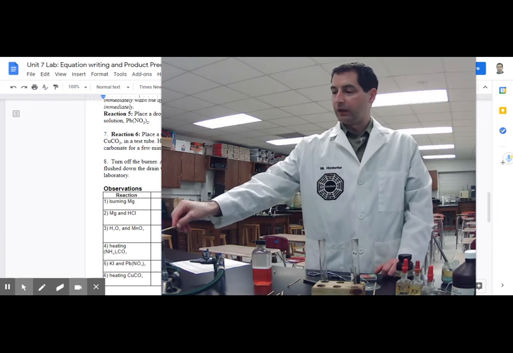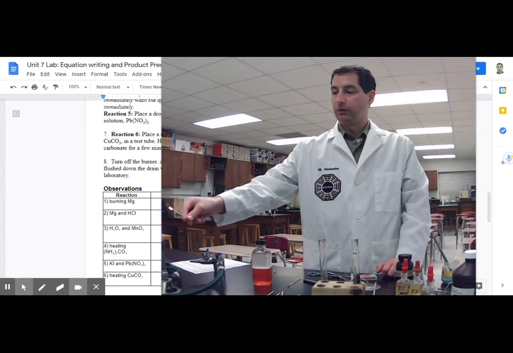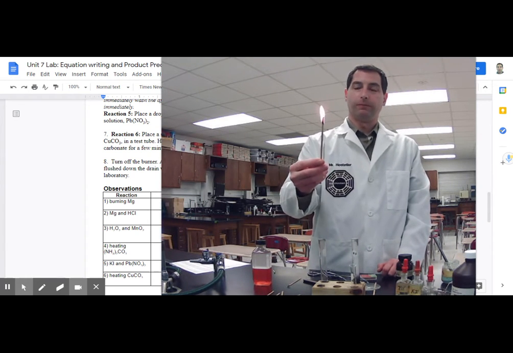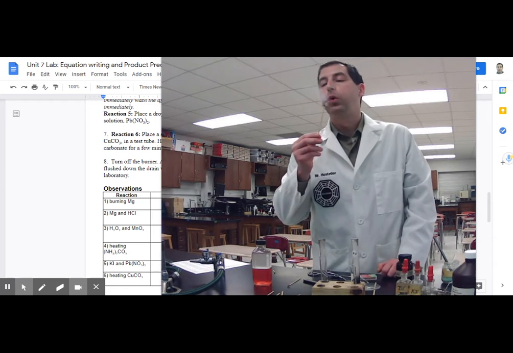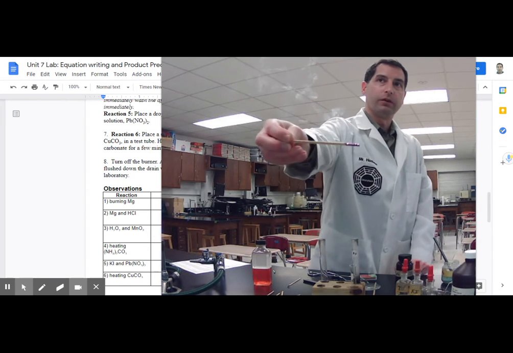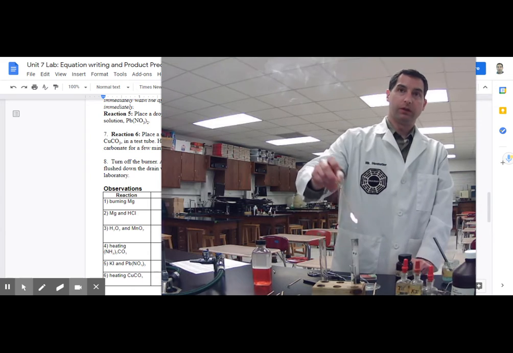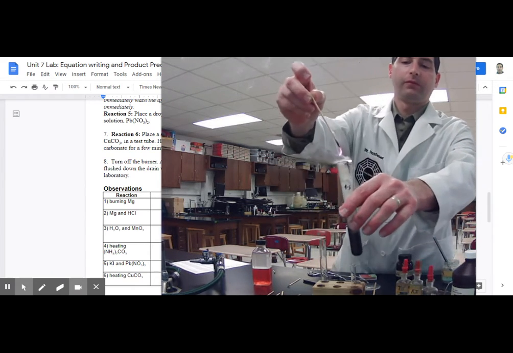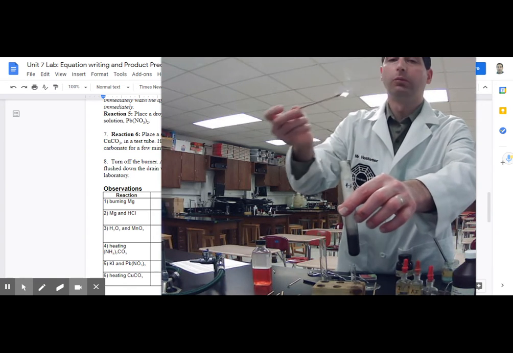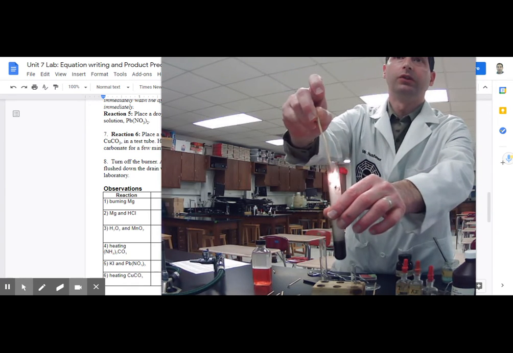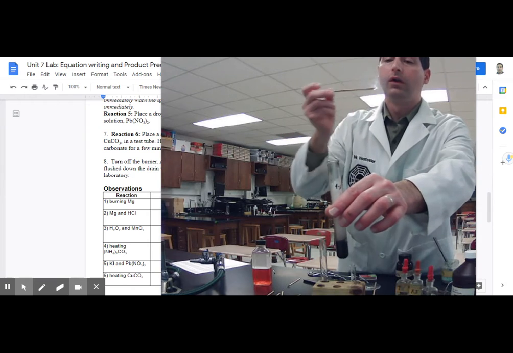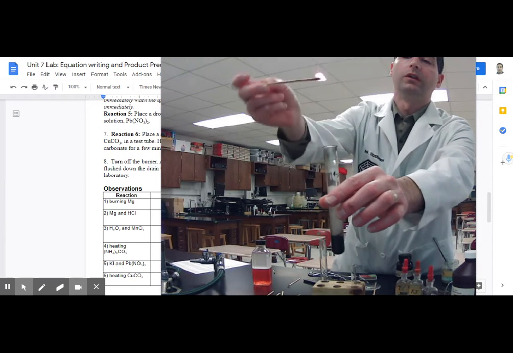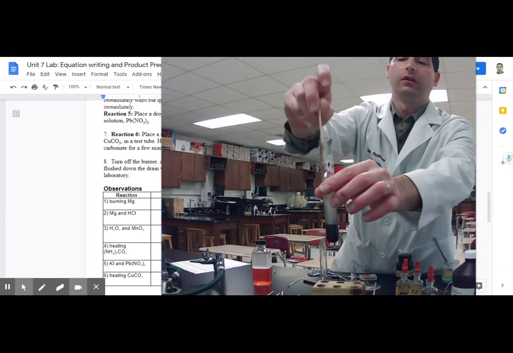So as we generate the gas, we'll test it with a glowing splint. So we're going to burn it, blow it out, you see that it's glowing. And then when we put it into the oxygen, it reignites, because oxygen supports combustion. And because we keep generating oxygen, we keep reigniting the splint.